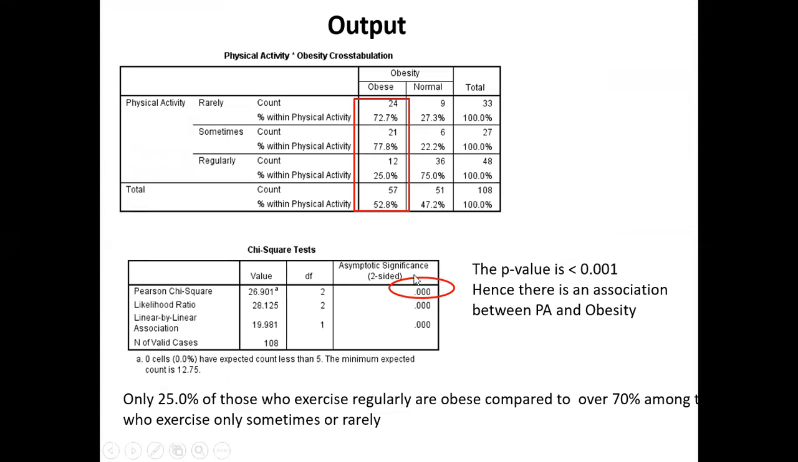So first, check the p-value: significant. There is an association. How? Refer to the table. Regularly, only 25%. Sometimes, rarely, more than 70%. That explains. Questions?